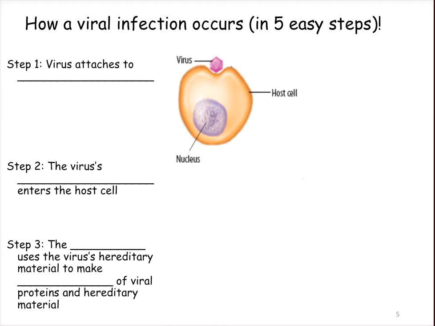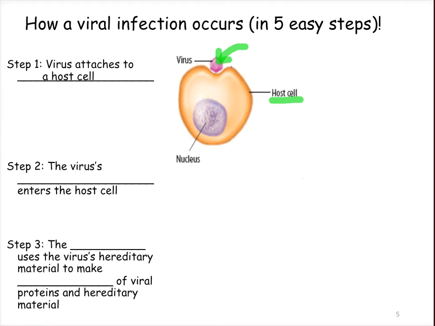Let's get started. In the first step of a viral infection, the virus must attach itself to the surface of a host cell, which you can see in the diagram right here. Our little virus is there and is attaching itself to the host cell.